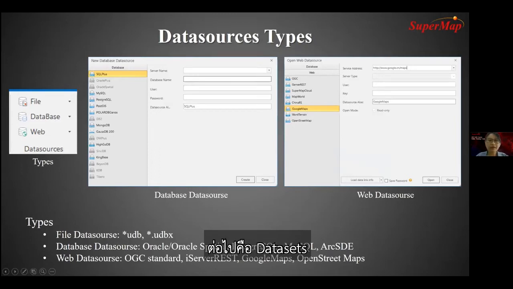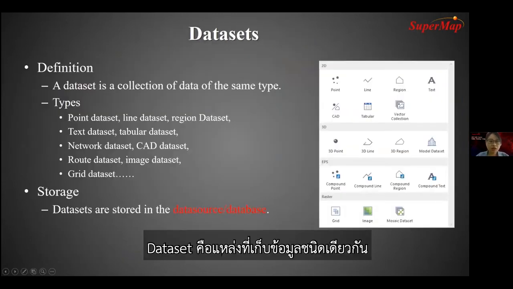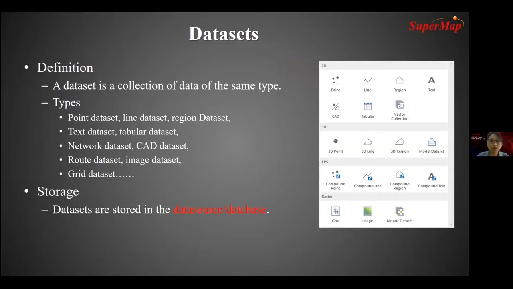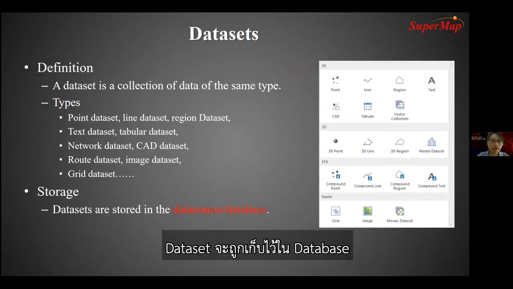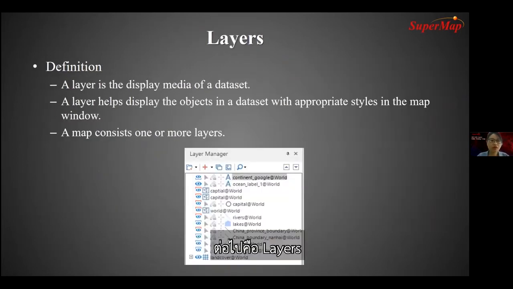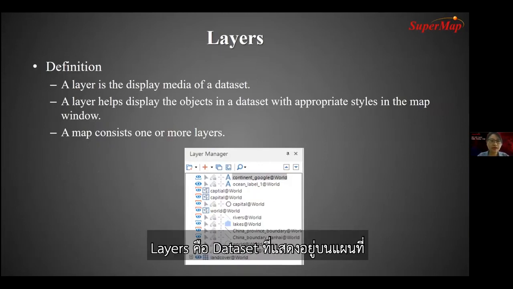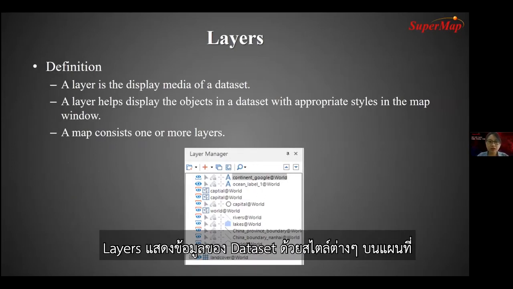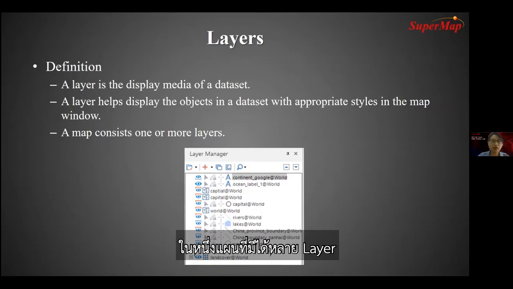And the next one is the datasets. A dataset is a collection of data of the same type, just a group of points, a group of lines, or regions, text, or 3D, or a raster, and all the datasets are stored in the data source or database. And the next is the layers. The layer is the display medium of a dataset. So the layer helps display the objects in a dataset with appropriate styles in the map window. As we know, a map often consists of one or more layers.